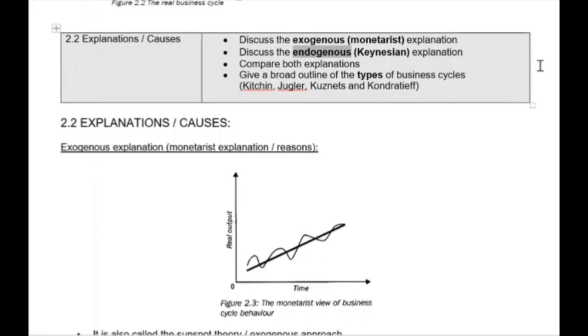So guys, these exogenous reasons from the outside, they refer to things like natural disasters. Think about it, guys. When we had a drought in Cape Town, there was a scarcity of fresh food. There was a scarcity of fresh water, and that created fluctuations in our economy.